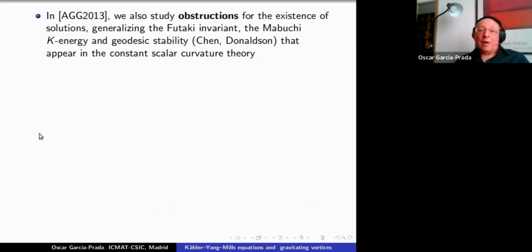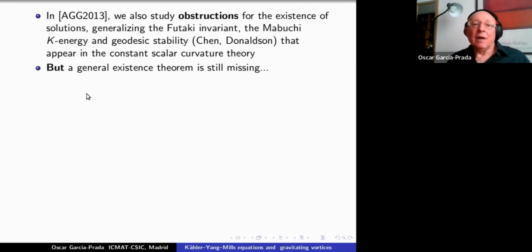We also studied obstructions in the spirit of the study of Kähler-Einstein and constant scalar curvature metrics, which generalize the Futaki invariant and the Mabuchi K-energy and all these ingredients that appear, geodesic stability, studied by Chen, Donaldson, and many others. So there are some obstructions that we can identify, but a general existence theorem is still missing. There is indeed a lot of work to be done in order to find such an existence theorem for these equations.